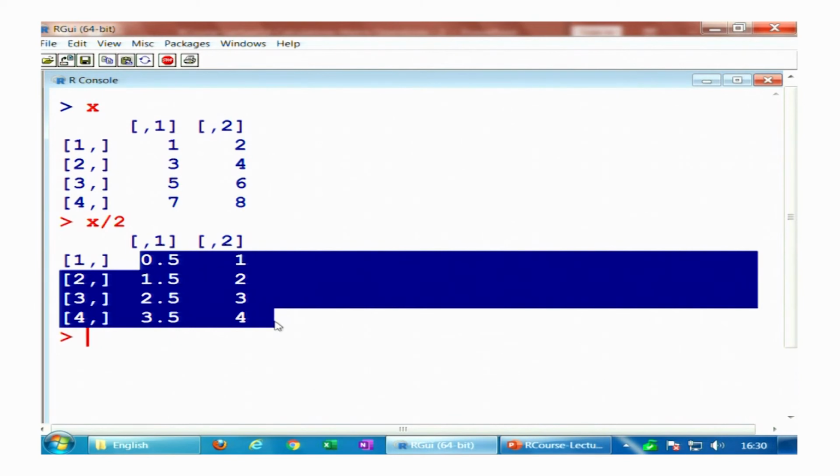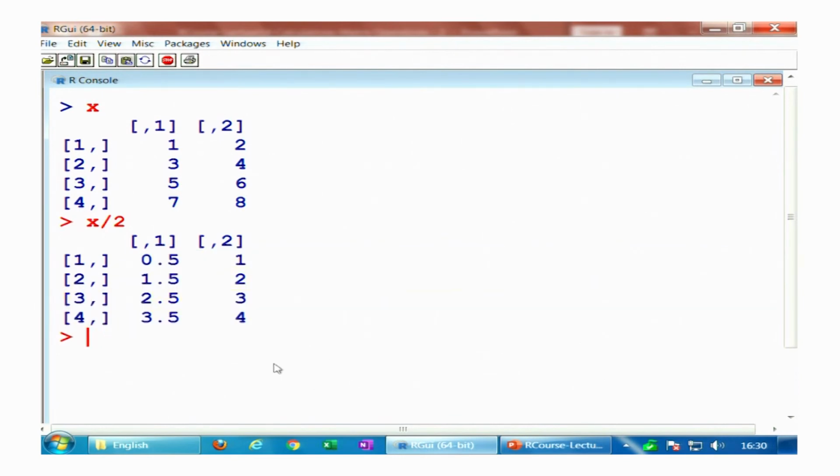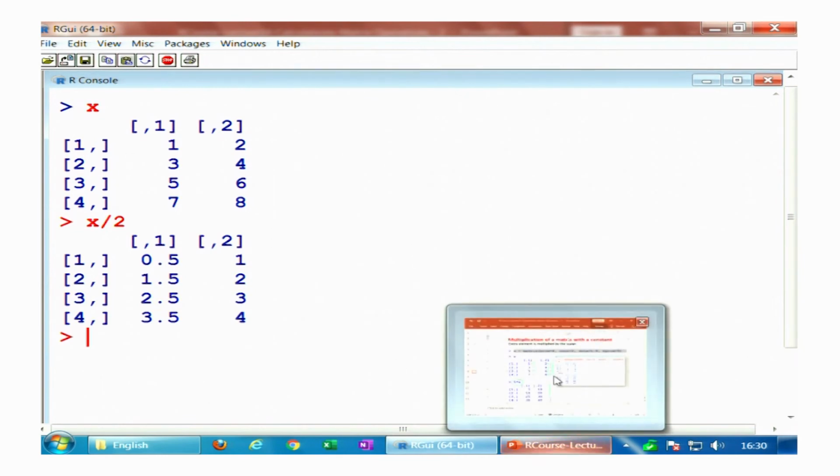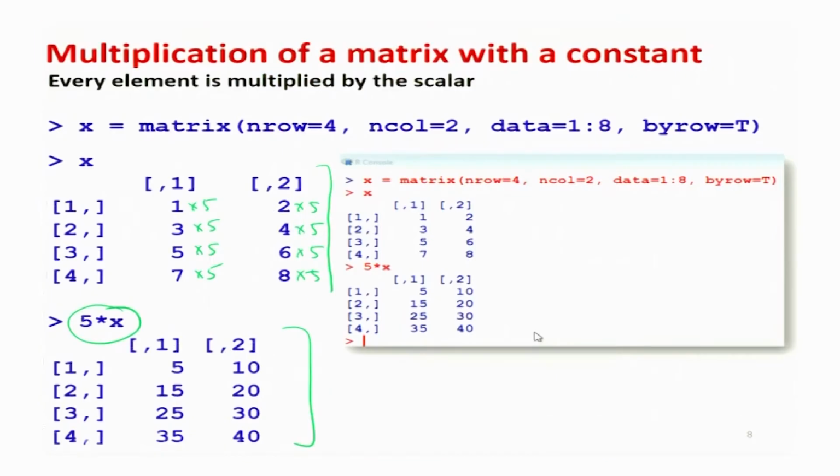So, you can see that these operations are pretty simple and straightforward, and they are not difficult to understand, but you have to understand what R is trying to do when you are working with a matrix and a scalar.